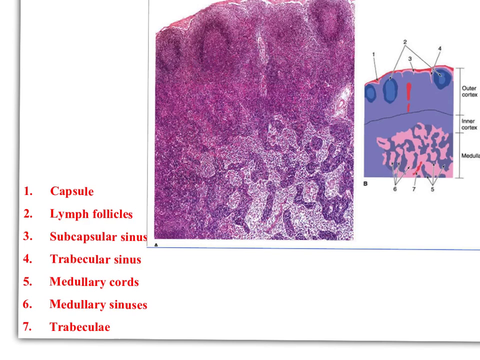And finally, don't forget the paracortex, this area here which is deep in the cortex, containing the T lymphocytes. Here we have these two red lines representing the trabeculum, and the trabeculum here is from the undersurface of the capsule. Don't forget the trabecular sinuses are the whitish area beside the trabeculum.